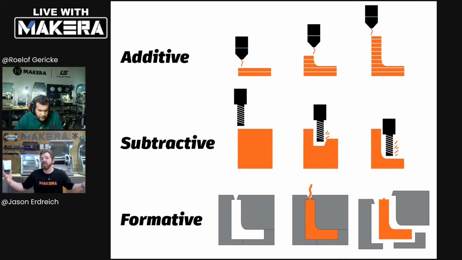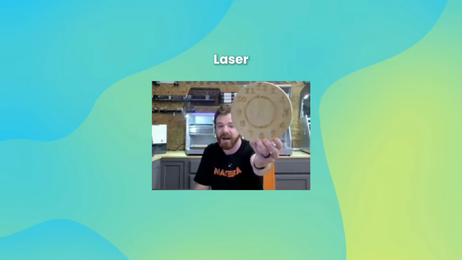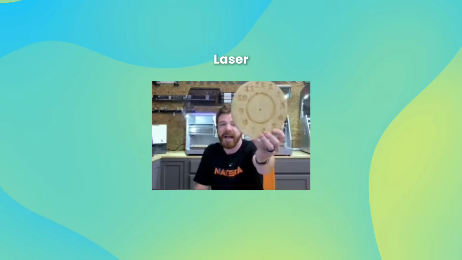A CNC can work with any material as long as the machine's strong enough to handle it, you have the right cutting tools, even things like ceramics, glass, carbon fibers. So this is my laser engraved clock where material was burnt away instead of cut away as we go. So difference between milling and lasers.